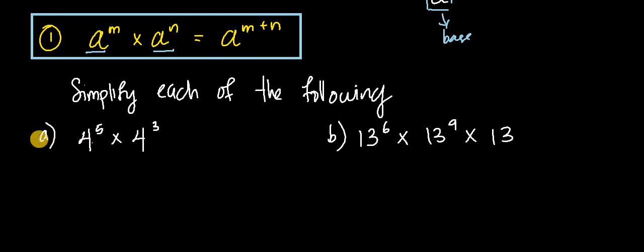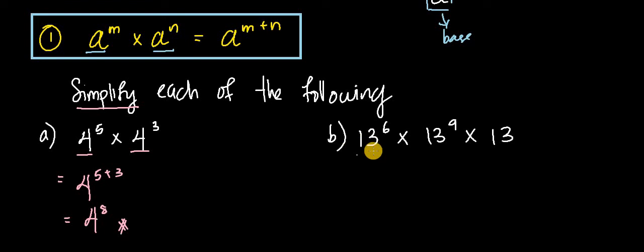Simplify each of the following. The first question, I have 4 to the power of 5 times 4 to the power of 3. So again, I'm looking at my base. Both of them are 4. Hence, the powers I can add. So, what I'm going to do here is 4 to the power of 5 plus 3. And here my answer I'll get is 4 to the power of 8. That's it. The question asks me to simplify, not solve. So, this is how I simplify.